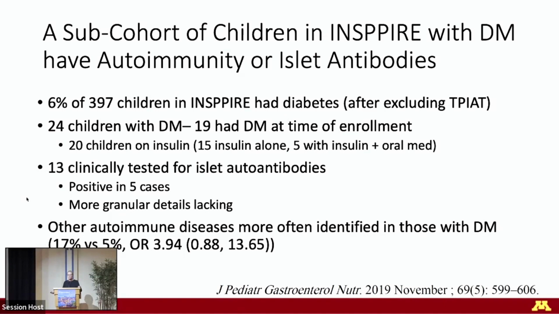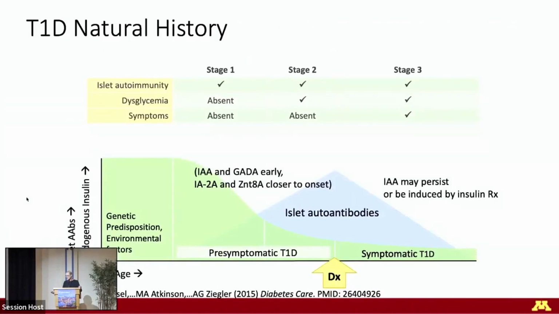And that included things like Hashimoto's, which is very commonly associated with type 1 diabetes, and shares similar genetics for autoimmune thyroiditis as it does for type 1 diabetes. So what are these antibodies that we were looking at there?